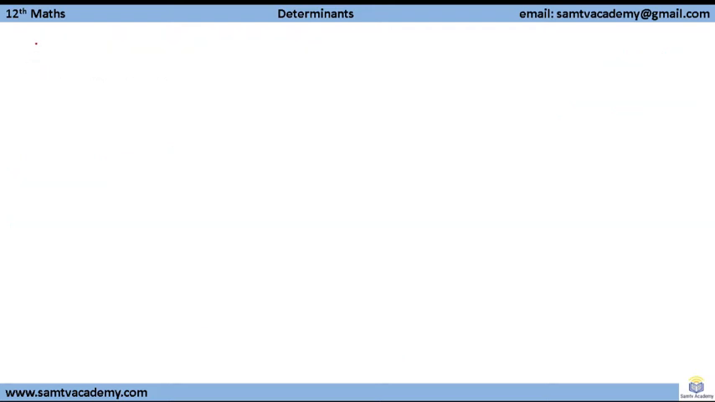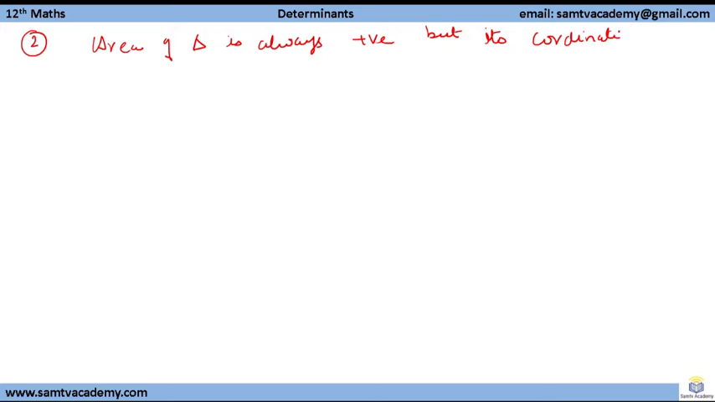The second concept here is that you know the area of a triangle is always positive, but its coordinates can be negative also. Coordinates can be negative also. I will solve a question also related to this.